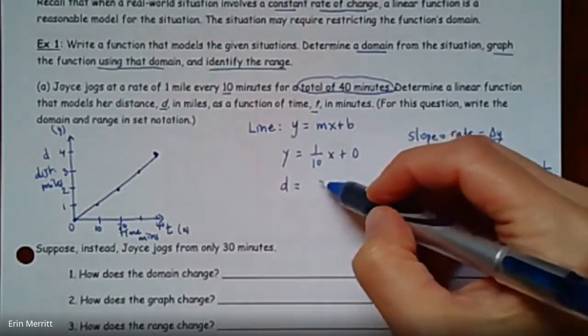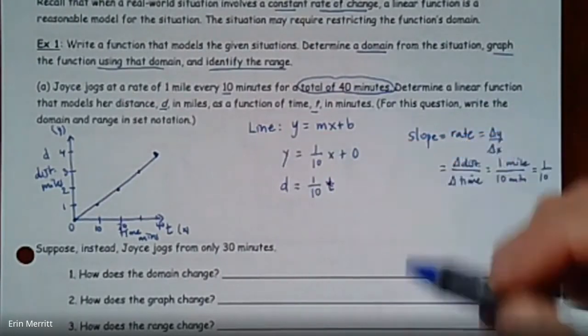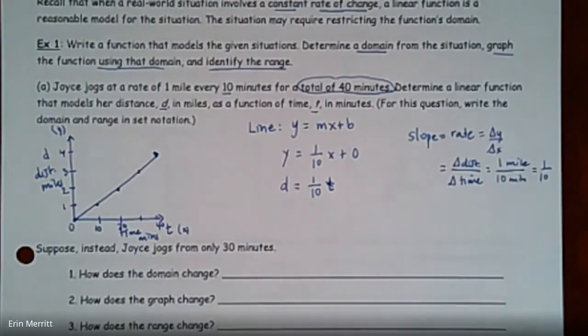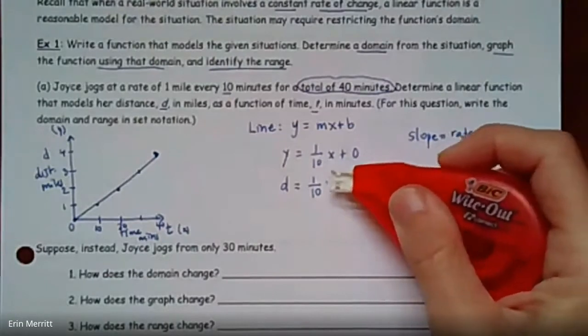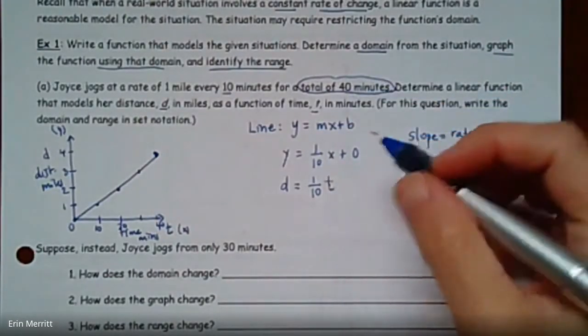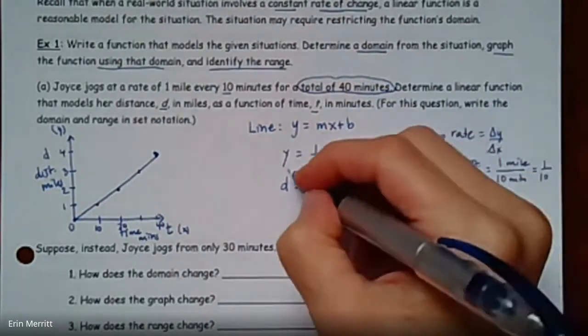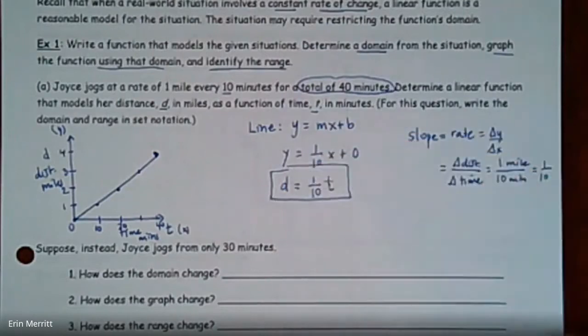This would be distance is 1/10. Oops. However much time has gone by. All right. And you might know the equation like distance equals rate times time. And so that kind of rings true for what you're looking at here, that distance equals the rate times the time. All right. And that's it. That's your first little equation.